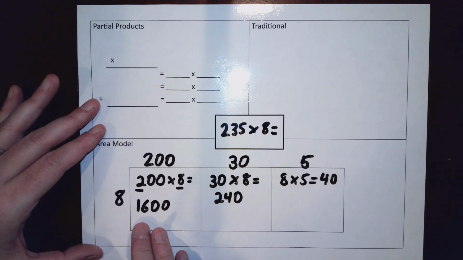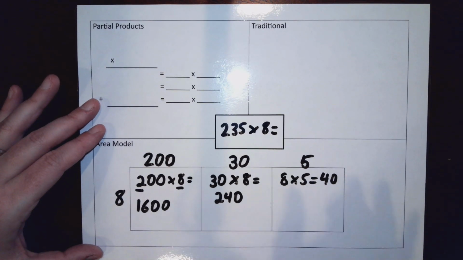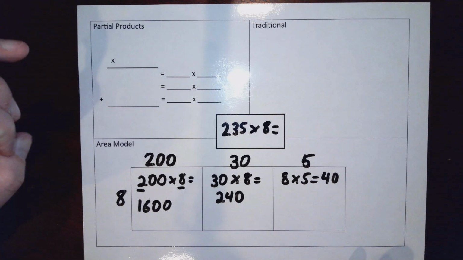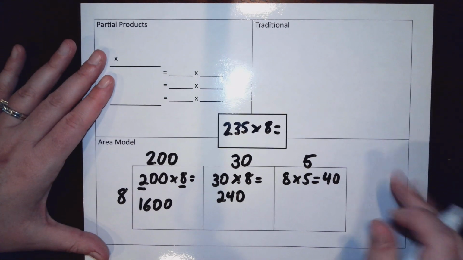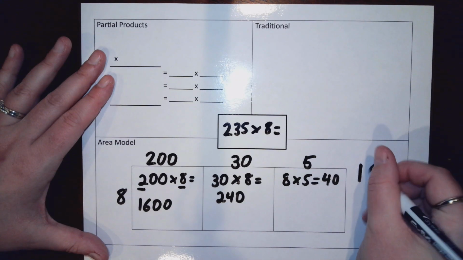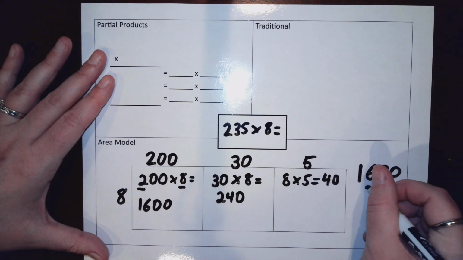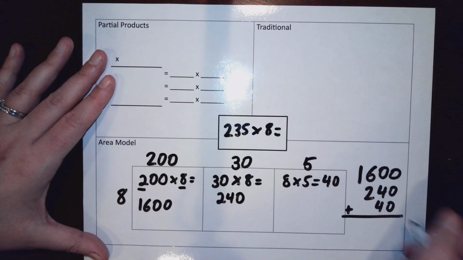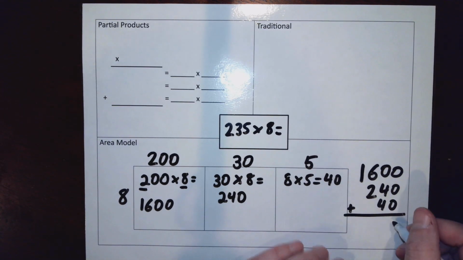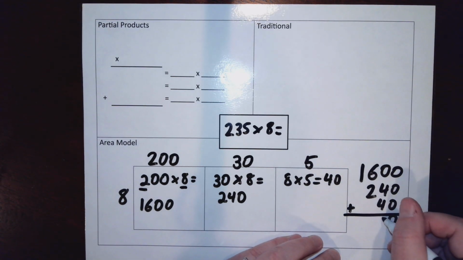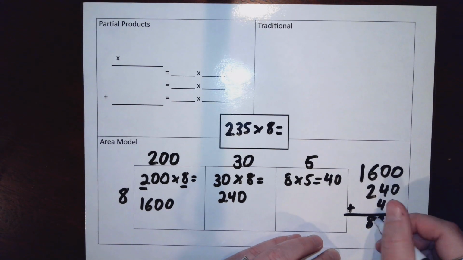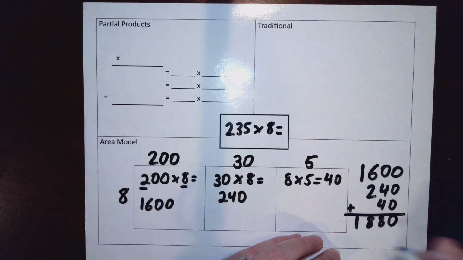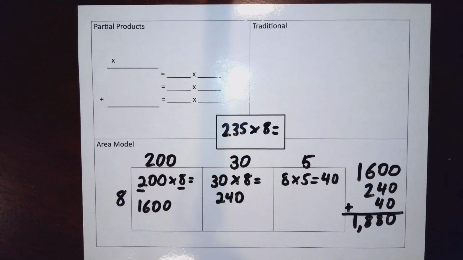So what you're going to do now is we have all these partial products. What do we do with partial products? We add them up. So I have a little bit of space here. I'm going to line it up. I'm going to do my 1600, my 240 plus my 40. Okay, so adding my ones, I have 0. I have 8 tens. I have 8 hundreds, and I have 1,000. So 1,880.